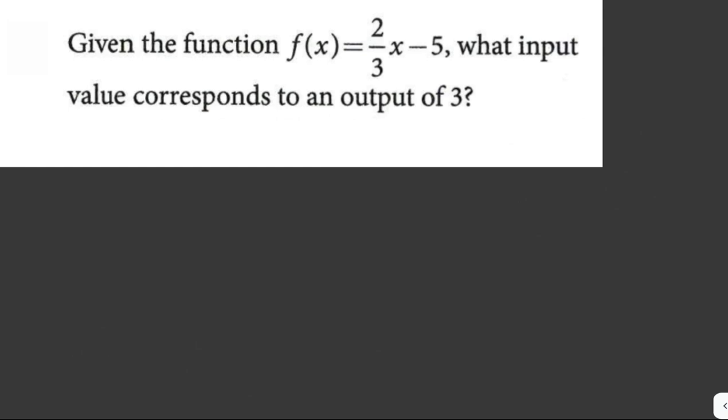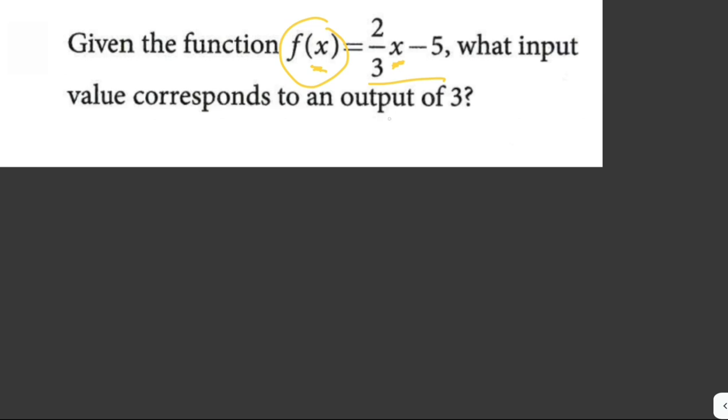Given the function f of x equals 2/3 x minus 5, what input value corresponds to an output of 3? So for any function f of x, the x here is the input value, and the output, which is the f of x or the y, is the result after substituting or plugging in the value of the input, the value of x, in the function or in the given equation.